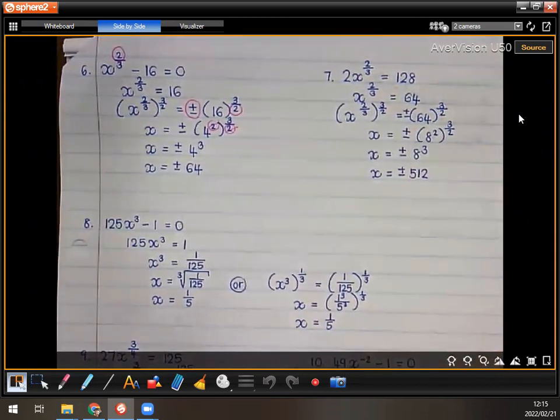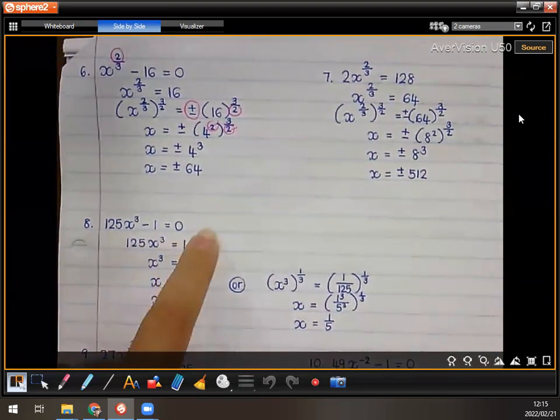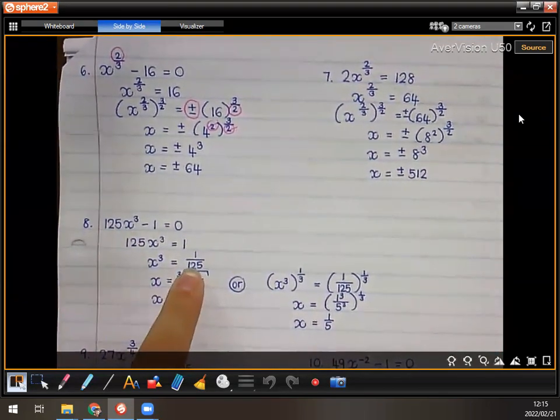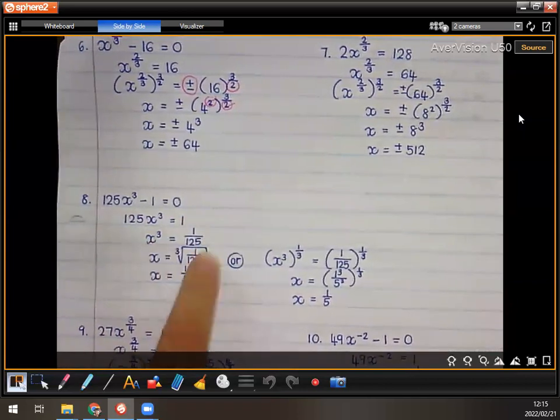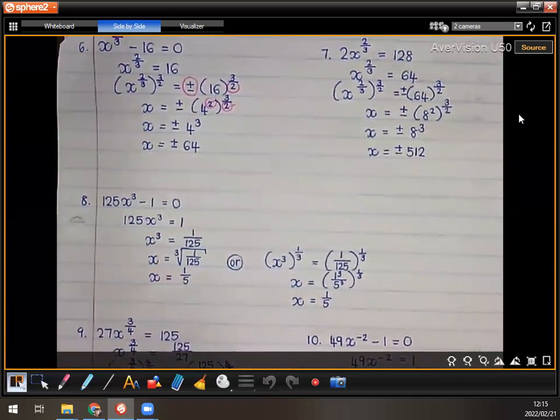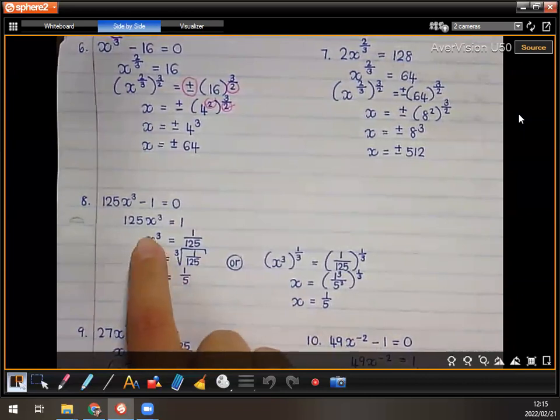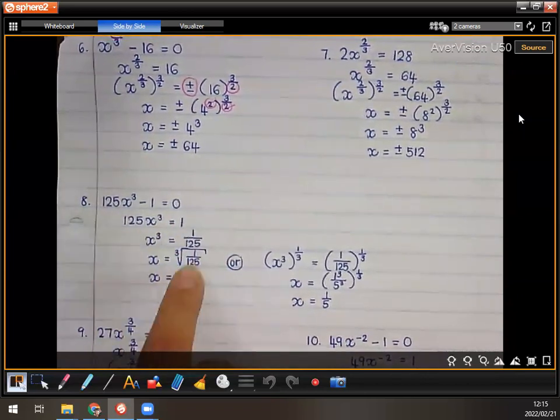Number 8 was a different type of question. You actually could have got a question like this even before I showed you this new method, right? We have an x cubed, you move the 1 over, you move the 125 over, and now guys, what's the opposite of cubing something? You're rooting it, right? So you could use that grade 10 method, where you are doing the opposite of cubing something. You cube root whatever is there and you get the answer.